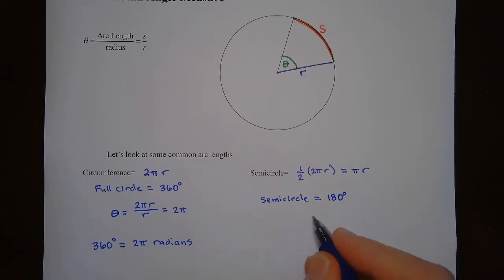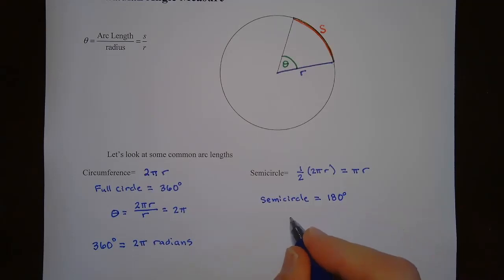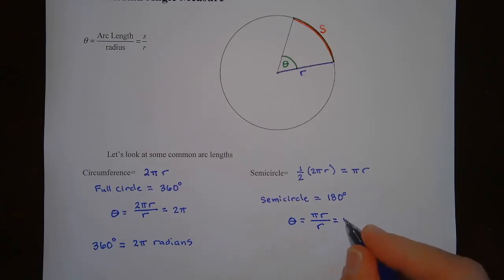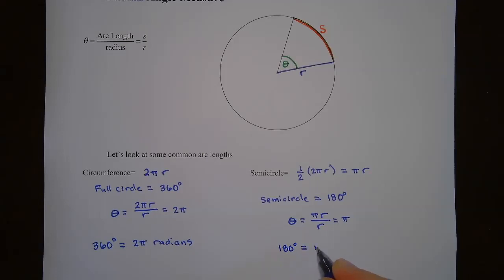So how about in radians? What's 180 degrees in radians? We're going to take theta, our radian angle, equal to our arc length for a semicircle, which is pi r, divided by the radius, which is r for any circle. And what happens to our radiuses here? They cancel, and you're left with pi. Now, this is the most important thing. This is actually what I just showed you on the diagram or the animation: 180 degrees is equivalent to pi radians.